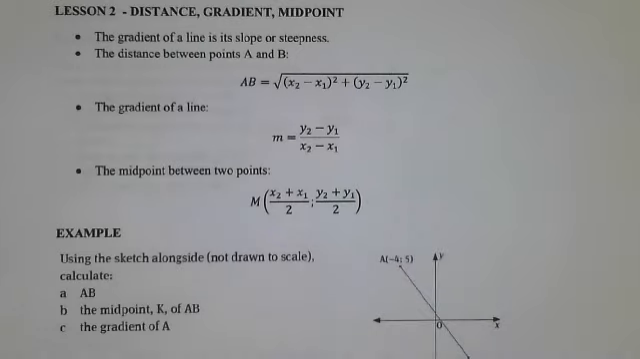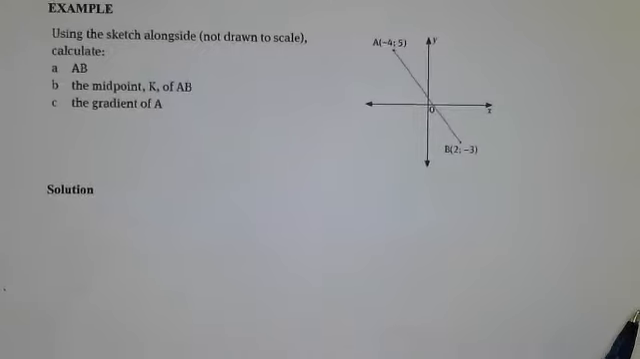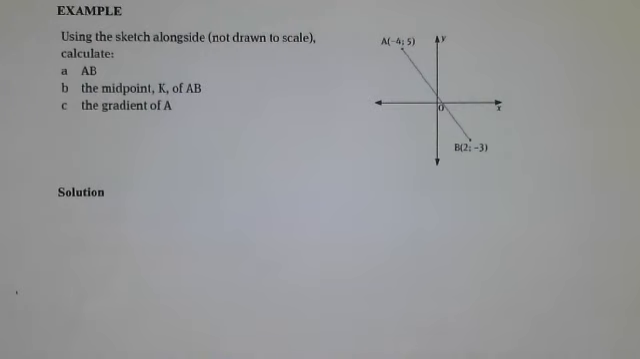Okay. Right. Let's just quickly do this very small example, just so we can see how these things are supposed to work. So there is a sketch. It says not drawn to scale. So trying to take a ruler and measure doesn't work. You have to use methods of geometry. Right. So using the sketch alongside, this is lesson 2 on the notes that are there in the book. So using the sketch alongside not drawn to scale, calculate AB.